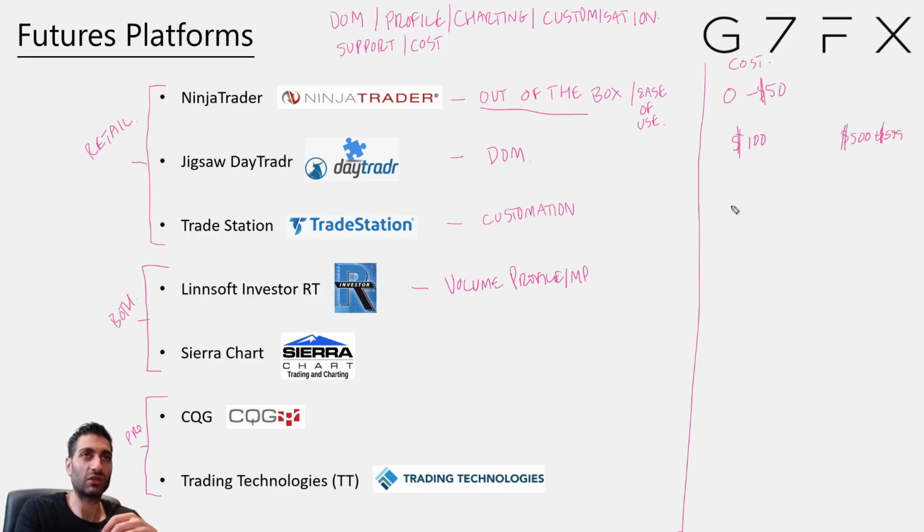But in terms of the cost, they provide brokerage services, so depending on what you take from them, it's anywhere from $0 to $100. Investor RT is, I believe, about $100. This is per month.